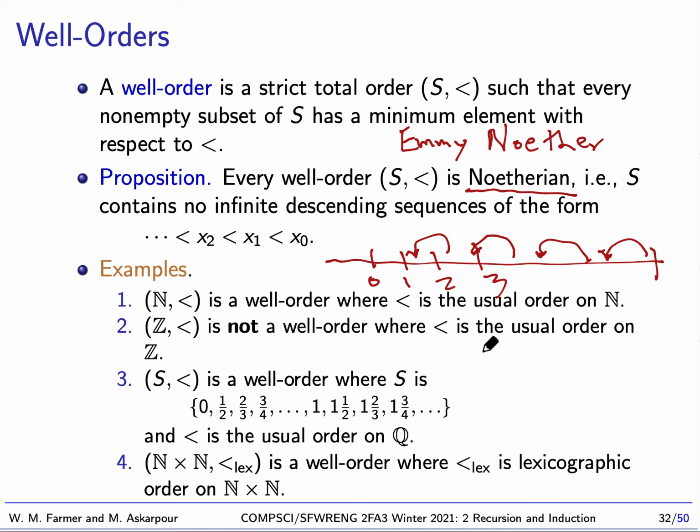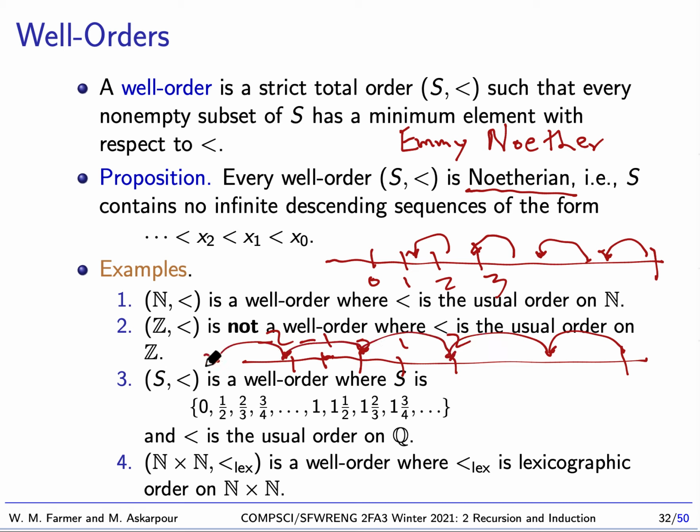Now the integers are not a well order. If we think of the integers, let's say I make this longer, I can start someplace, I can go left, I can go left, I can go left, I can go left. I can go left an infinite number of times if I want. The integers are not a well order.